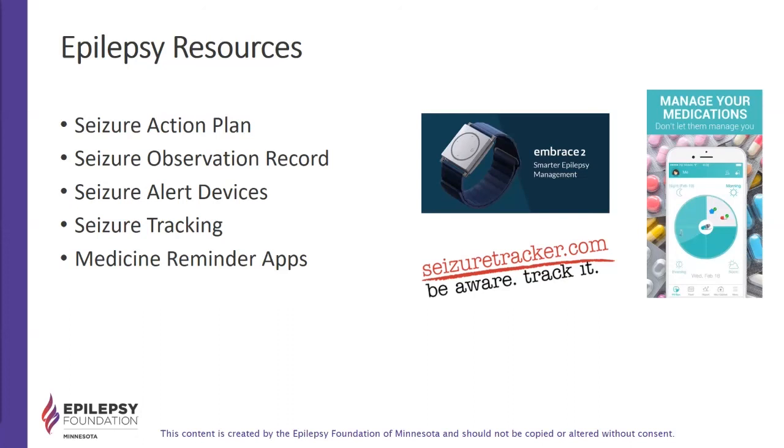We have seizure tracking apps. These allow, similar to the seizure observation record, for people to keep better track of when and how they are having their seizures. And as we talked about earlier, there are some common seizure triggers. So if you're able to closely track your seizures, you may be able to draw a link between what your seizure triggers may be. And again, this allows greater control of your condition and freedom.